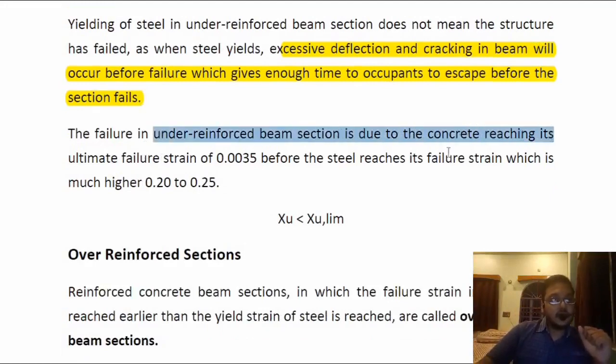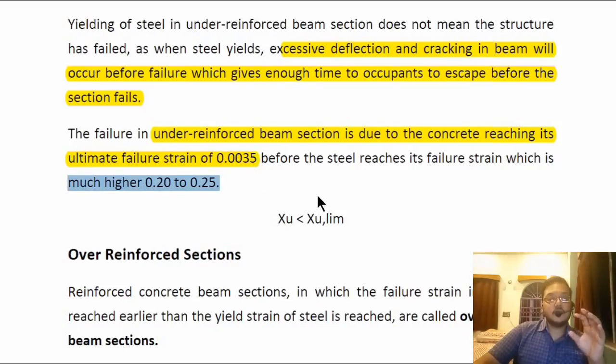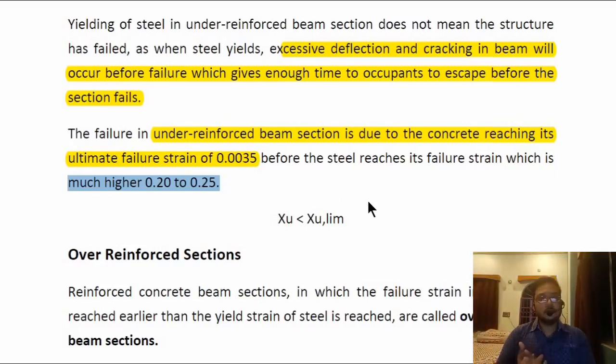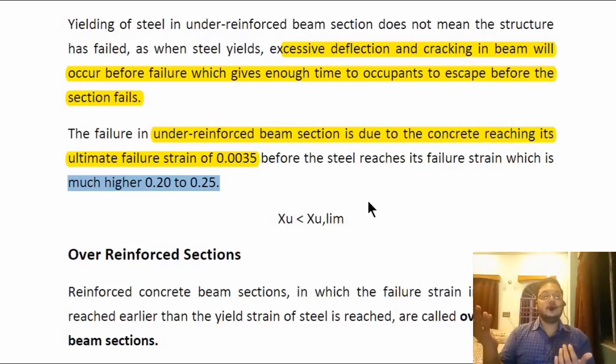The failure in an under reinforced beam section is due to the concrete reaching its ultimate strain of 0.0035 before the steel reaches its failure strain, which is much higher, 0.2 to 0.25. So the failure strain for steel is actually much higher. Okay, so before that failure strain, the concrete will start showing its yield.